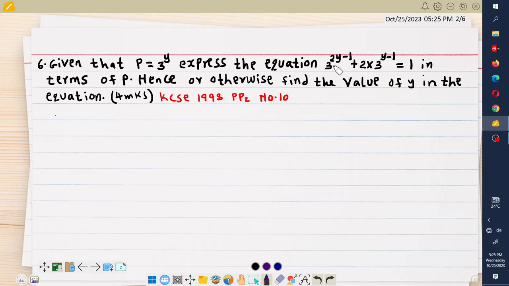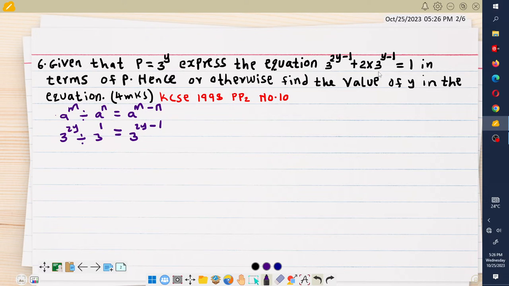But for me to obtain that, I need to apply the laws of indices, such that, remember that if you have a to the power of m, then you divide with a to the power of n, this should give you a to the power of m, then minus n. So similarly, now I have 3 to the power of 2y minus 1. It simply means that it was 3 to the power of 2y, then divided by 3 to the power of 1, so that when you divide, you subtract the powers.